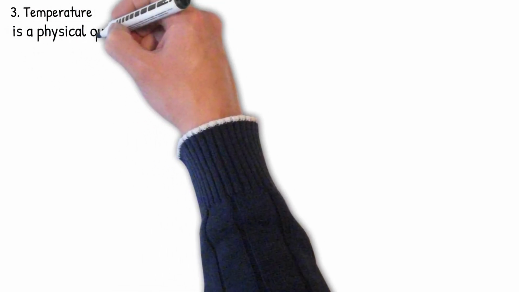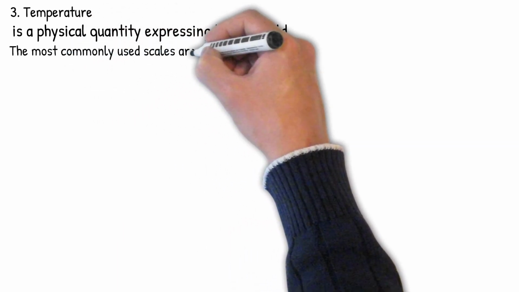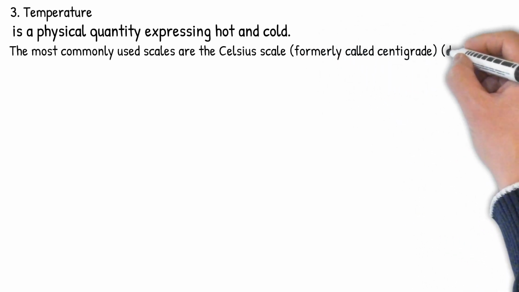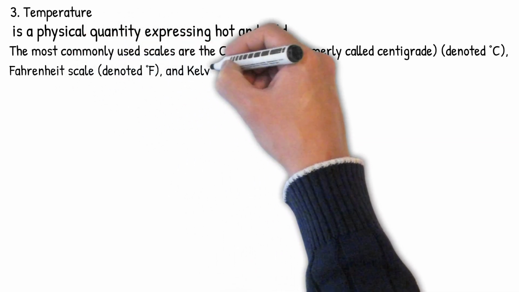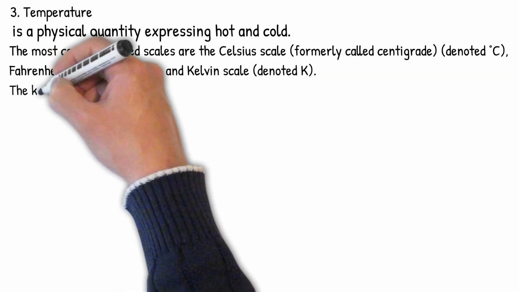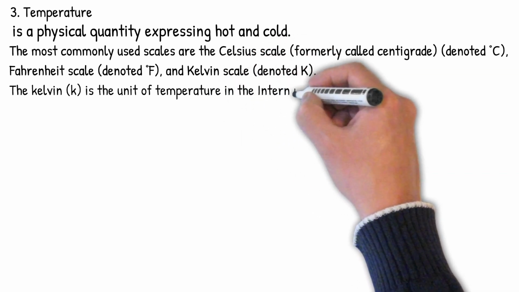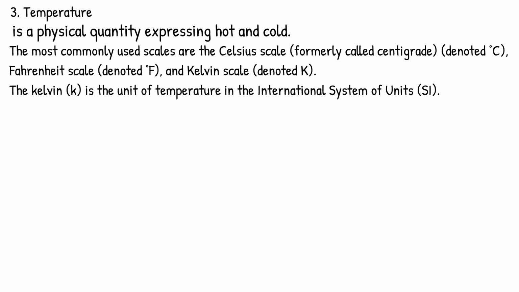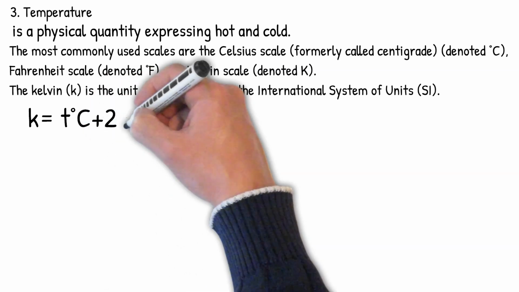Number 3. Temperature. What is temperature? Temperature is a physical quantity expressing hot and cold. The most commonly used scales are the Celsius scale, formerly called centigrade, denoted by degree capital letter C, the Fahrenheit scale, denoted by degree capital letter F, and the Kelvin scale, denoted by capital letter K. The kelvin, small k, is the unit of temperature in the International System of Units. Below is the formula for converting degrees centigrade to Kelvin. K equals temperature in degrees centigrade plus 273.